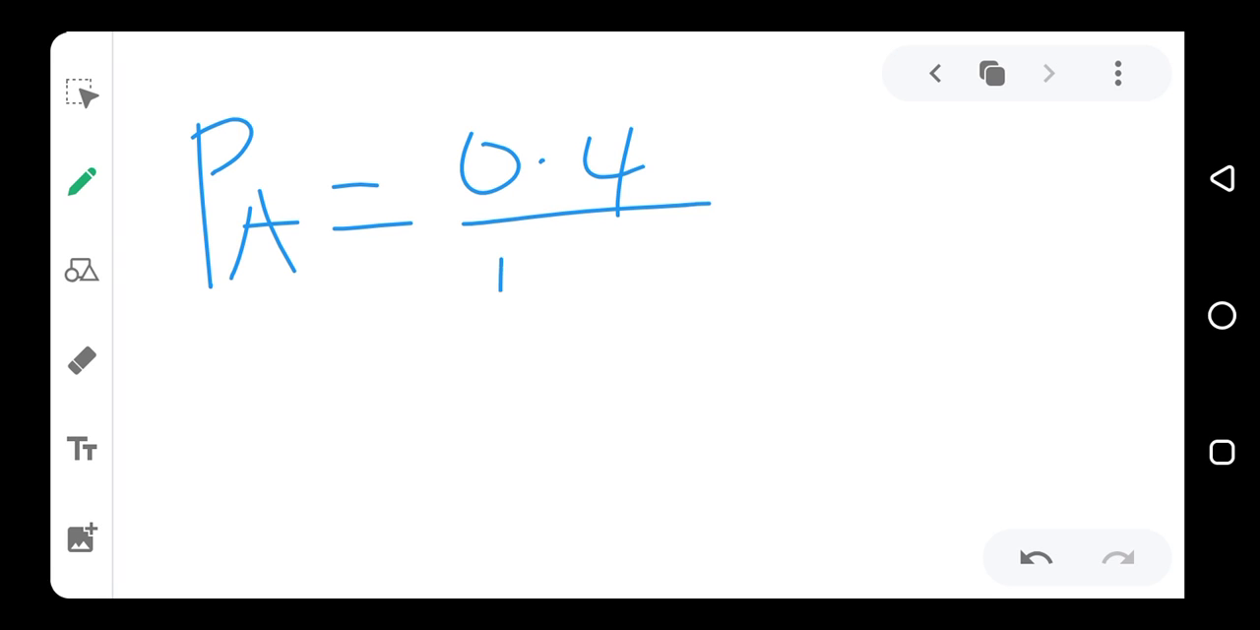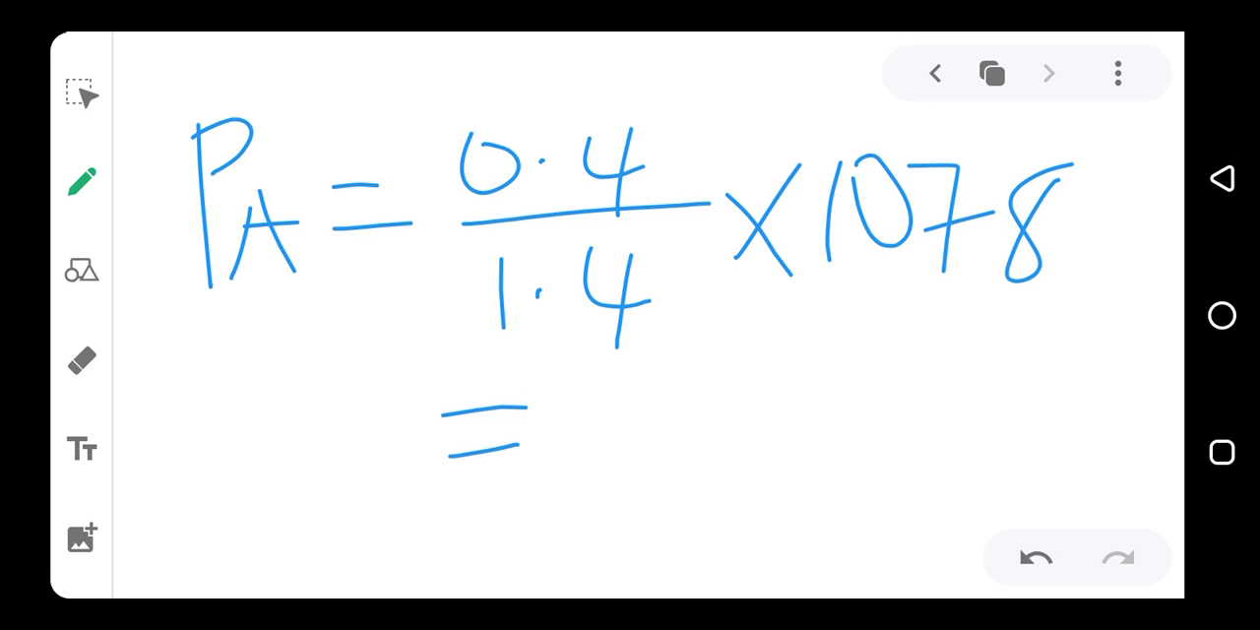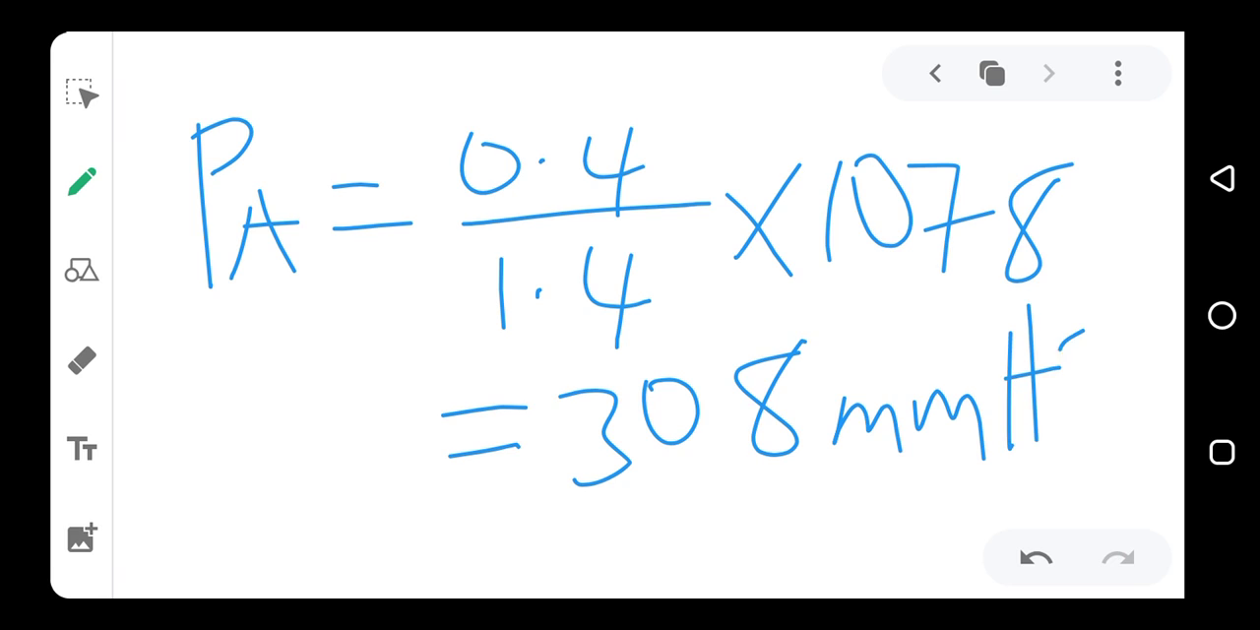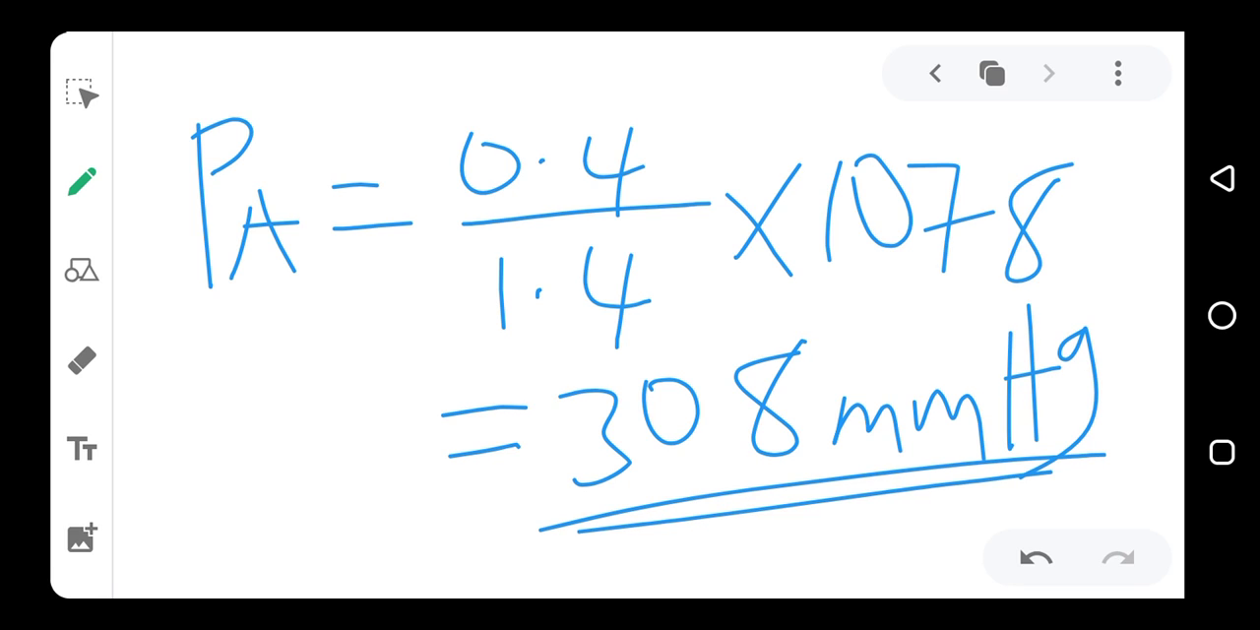for the first gas, PA is now equal to the number of moles of gas A over the total number of moles. The number of moles for gas A is 0.4. Total number of moles is 1.4 multiplied by 1078. This gives us 308 millimeter mercury.